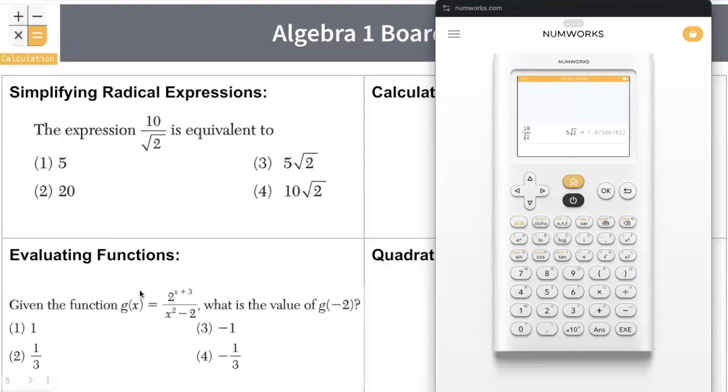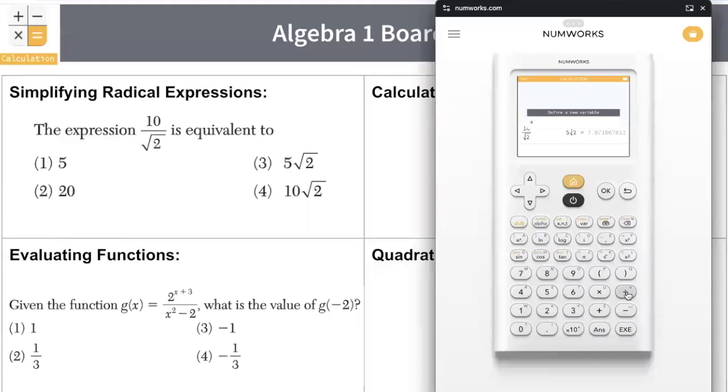Evaluating a function, we are going to actually be able to store g of x and then type g of -2 as a function notation question. Under the calculator, this var button is going to allow us to store any function, any variable. So when you click on var, we're going to define a new variable, and you're going to type the expression first.